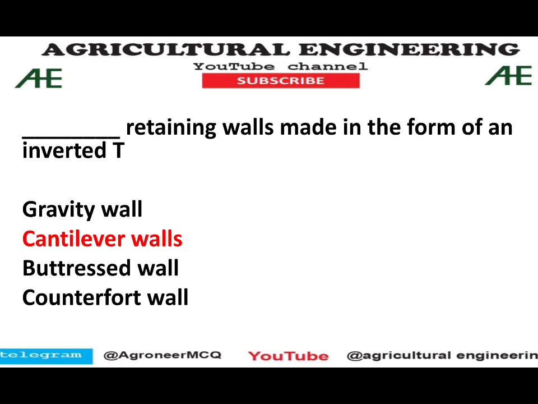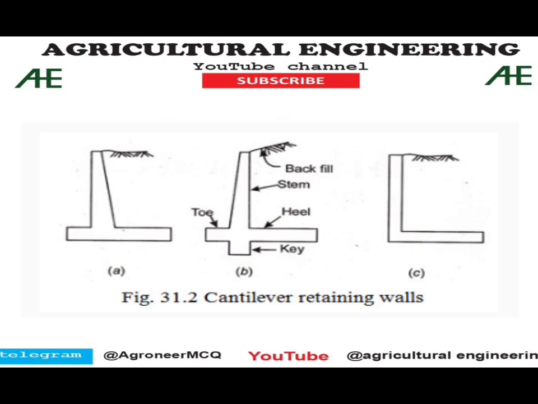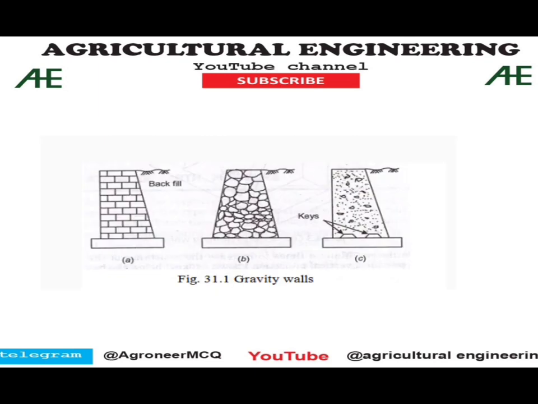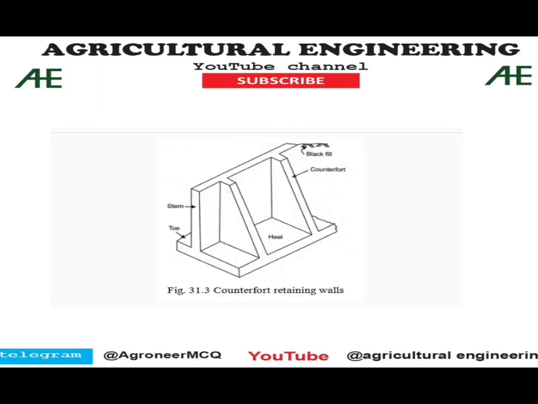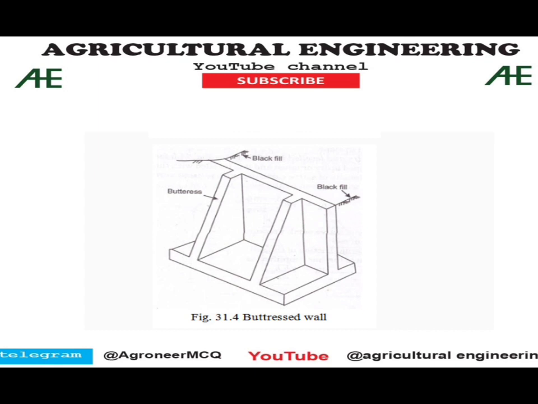Cantilever retaining walls are made in the form of an inverted T. From this figure we can see cantilever retaining walls having backfill, stem, heel, toe and key. This is a gravity wall. This one is a counterfort retaining wall and this one is a buttressed wall. The previous one and this one are similar, but the side on which we fill the backfill differentiates them.